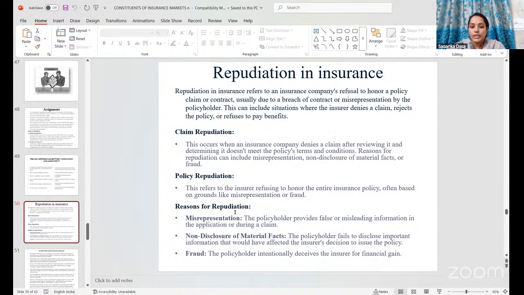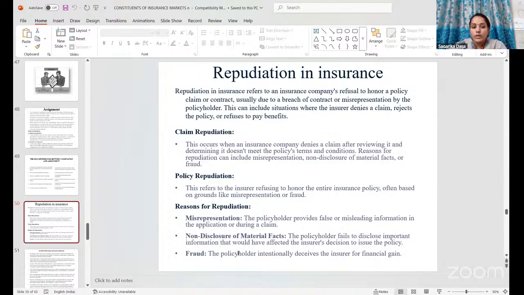Reasons for repudiation. First reason is misrepresentation. The misleading information in the application form or during the claim process given by the policyholder leads to the repudiation of the insurance policy. Non-disclosure of the material fact. If the policyholder fails to give the exact details or the true material facts, then the insurance company can go with the repudiation of the insurance policy.